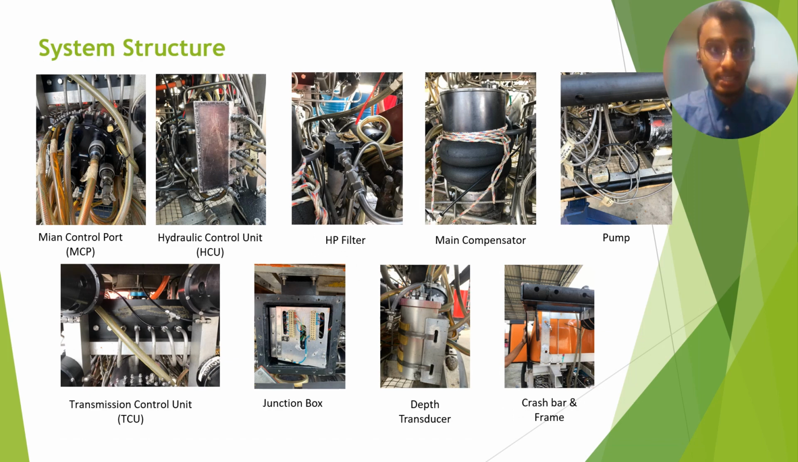As you can see, the first picture is MCP, which stands for main control port, followed by HCU, which stands for hydraulic control unit, which acts as a reservoir for hydraulic oil in the system. The next is the high pressure filter, then the main compensator, pump, and then TCU or transmission control unit, and then junction box, depth transducer, and then crash bar and the frame.